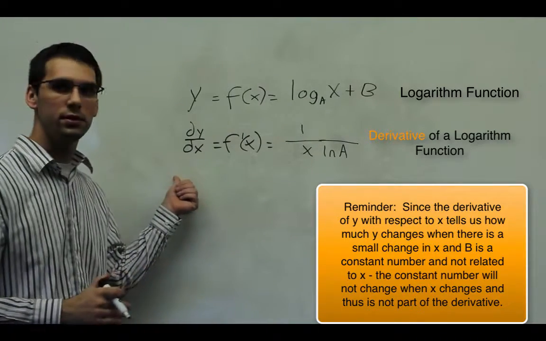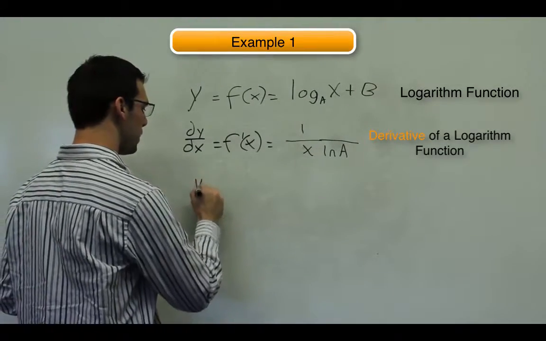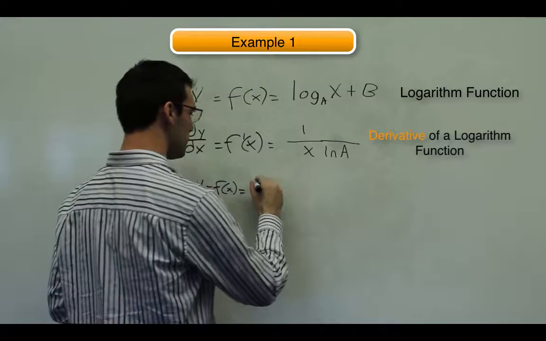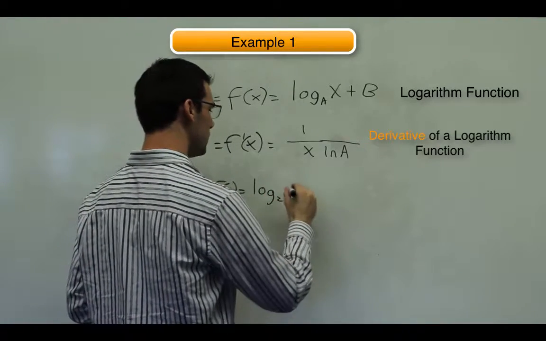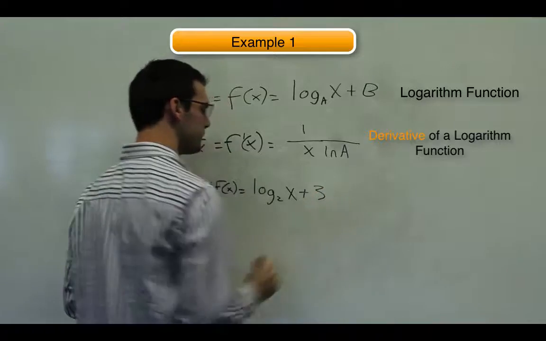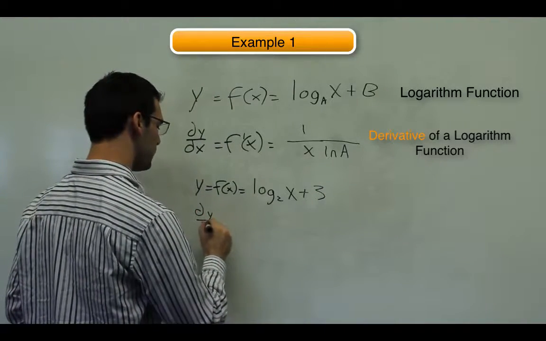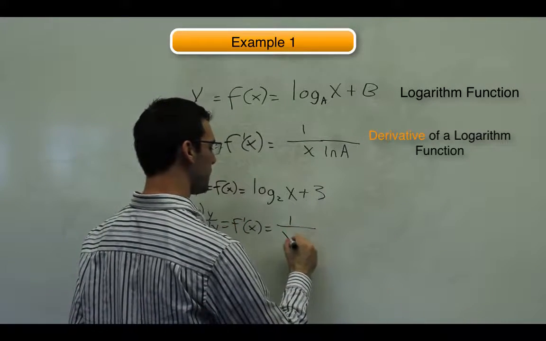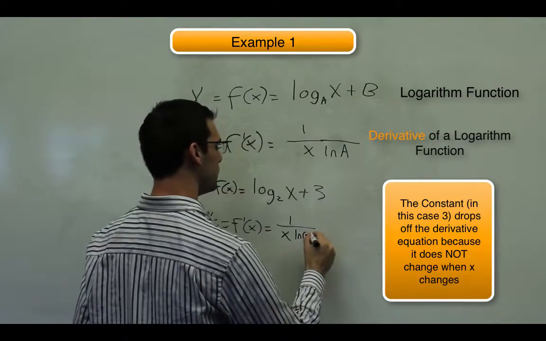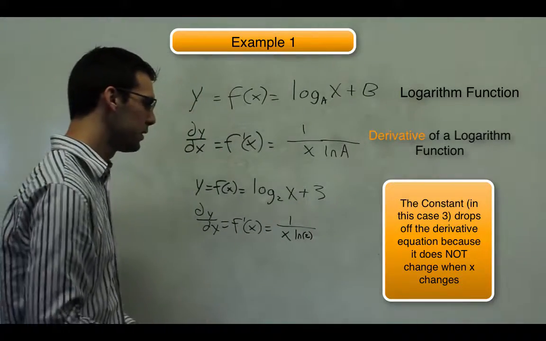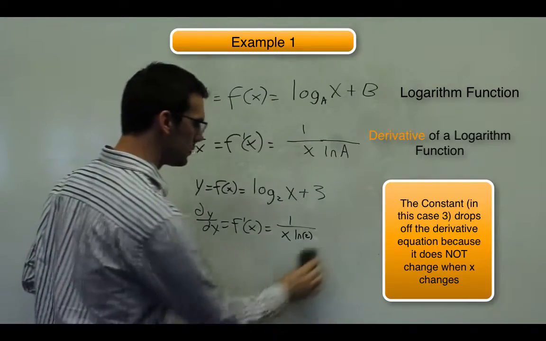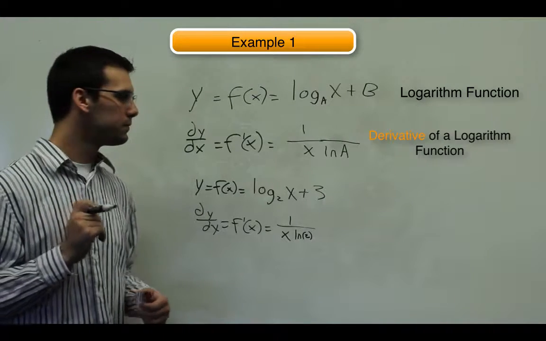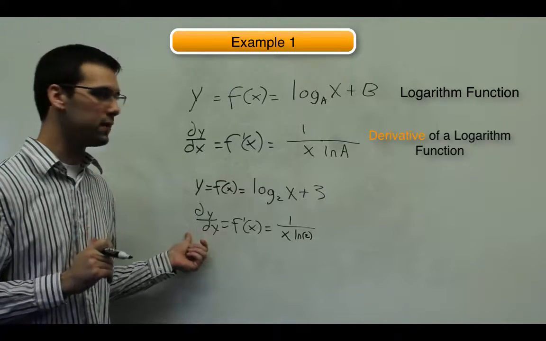So we'll go ahead and apply this to an actual example. Let's suppose that our function is log base 2 of x plus 3. Then dy over dx equals f prime of x equals 1 over x ln of 2. And the 3 drops off. Hopefully you can read that. So this is one of the derivatives that you could take.